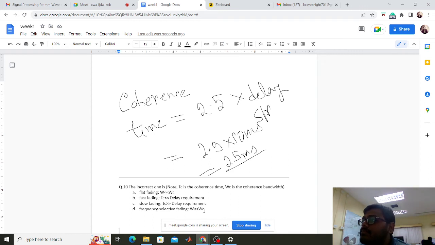Anyone here? D. D, why? Sir, if W is less than coherence bandwidth, then it will be frequency flat fading. Yes. In that sense you can say, right? So the frequency selective nature of the spectrum will be gone, like as I discussed earlier. That is the reason option D will be the correct answer here.